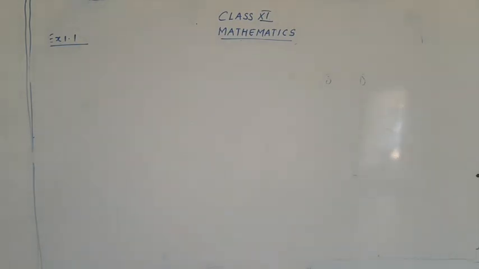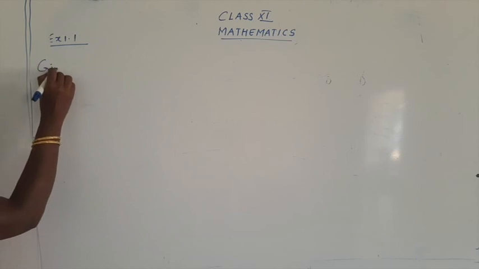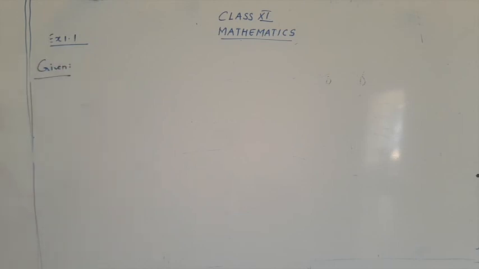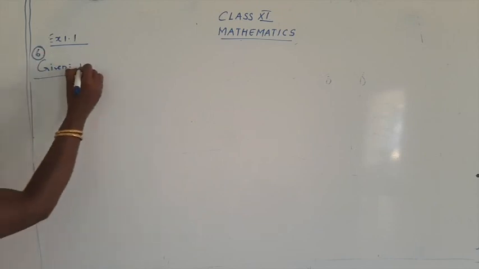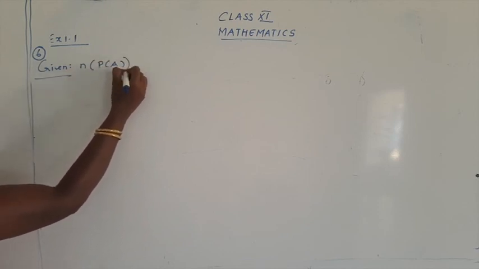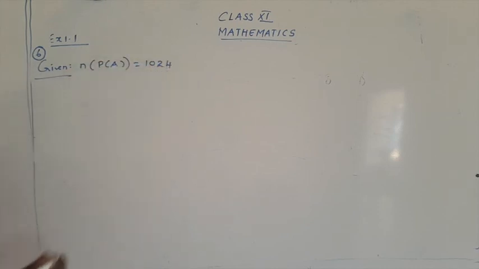If n of P of A is equal to 1024, n of A union B is 15, n of P of B is 32, then find n of A intersection B. So now you know what steps we follow. Yes, we always write what is given. So let's write what is given. This is question number 6. So given n of P of A is 1024. n of P of A is equal to 1024. n of A union B is 15.